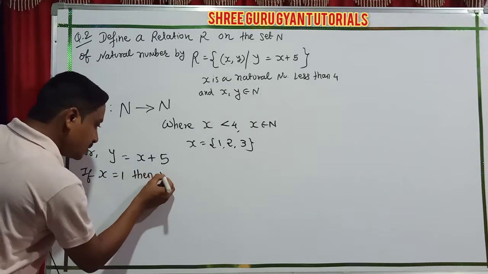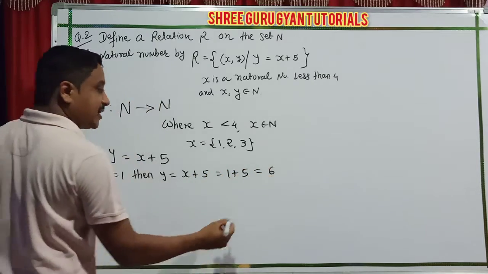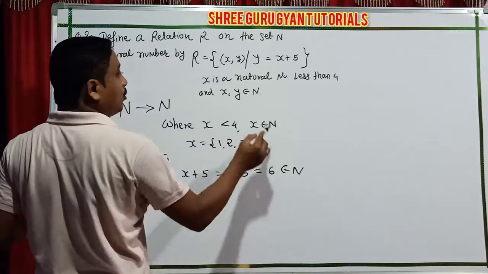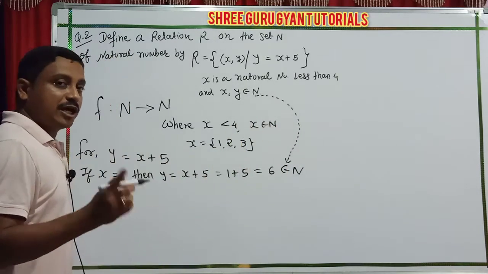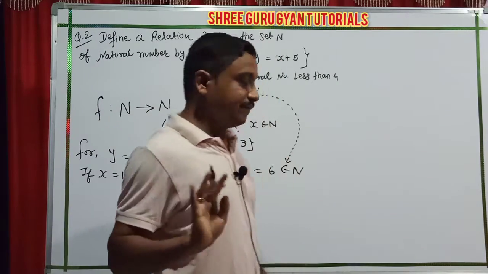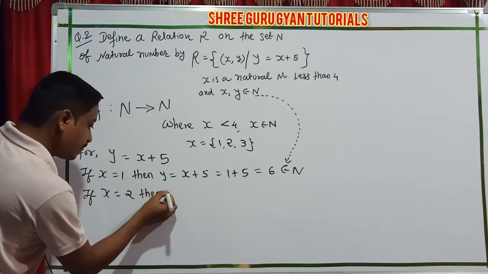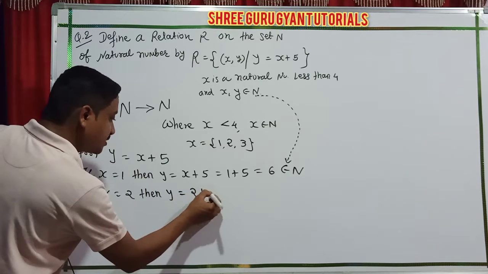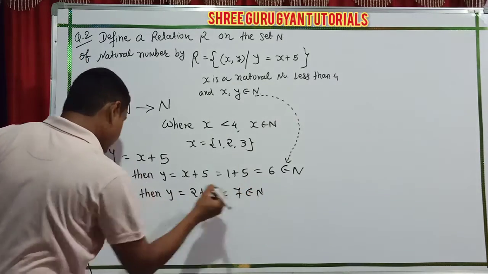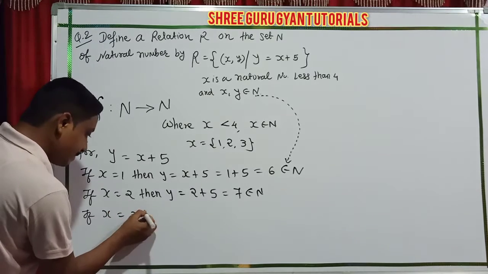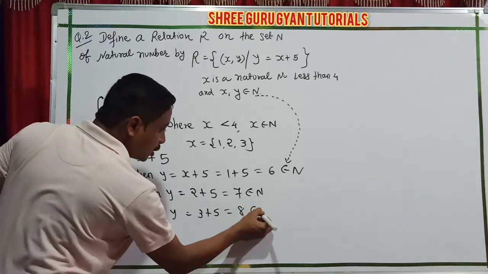So what is y? Yes, it is 6. But check whether this answer is present in your codomain. Yes, it is present in N. Then it belongs to the answer, otherwise not. Next, if x is equal to 2, then y is equal to 2 plus 5, which is 7, and it is also present in N. And if x is equal to 3, then y is equal to 3 plus 5, it is 8, which belongs to N.